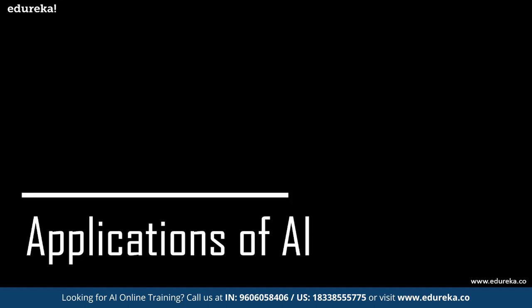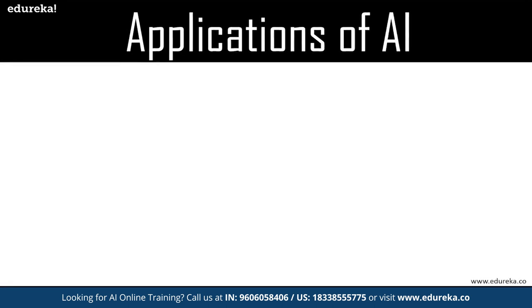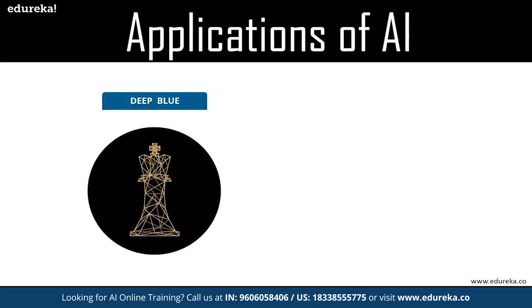Now, let's go through some of the use cases that I believe stand out from the normal applications of AI. If you talk about artificial intelligence in sports, there is a computer system that defeated a world champion, which is Deep Blue. In the late 90s, when the common man was still wondering what artificial intelligence is, we had computers trained to play games and solve basic problems.